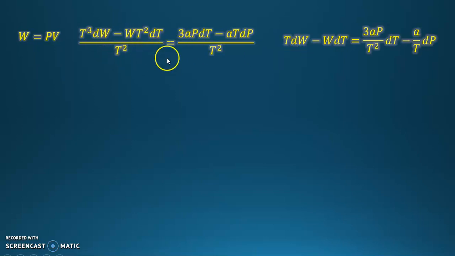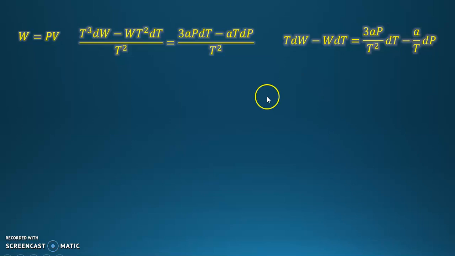If we solve this division in the left side, we'll get that T cubed over T squared is T, minus W is the same, and T squared over T squared is equal to 1. So for that reason, in this term we have only W. And that is equal to, in its case, each term divided by T squared. So in here we have T over T squared, it's T but in the denominator.